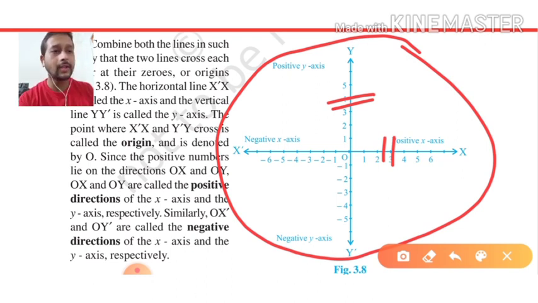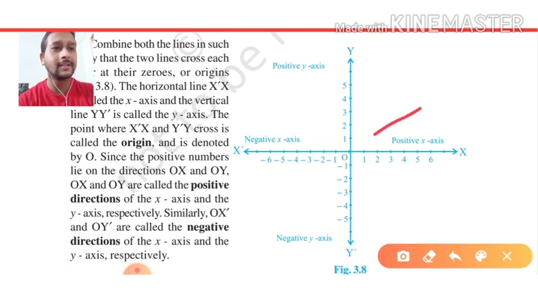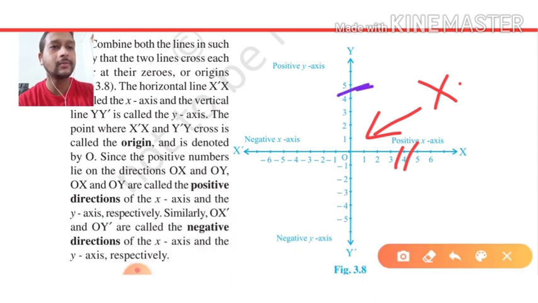So if you look at here, these two perpendicular axes: this horizontal one is called the x-axis, and the vertical one, this one, is the y-axis.